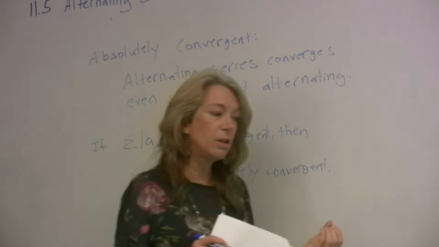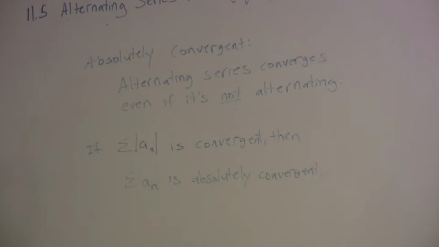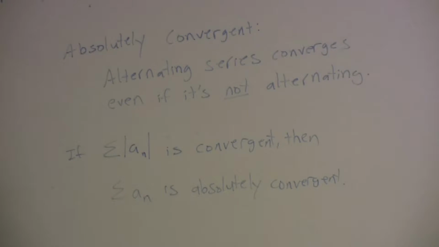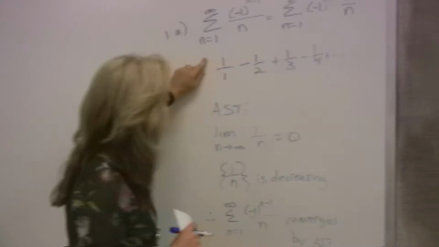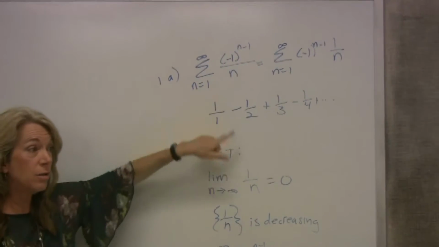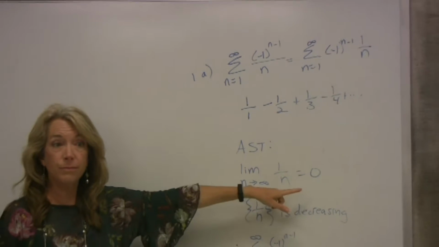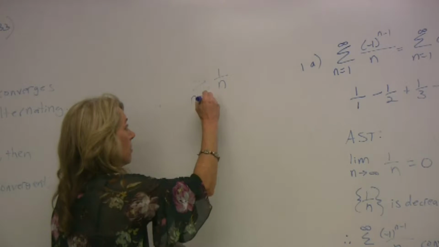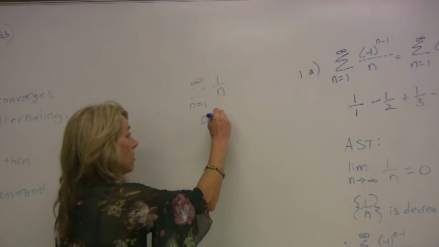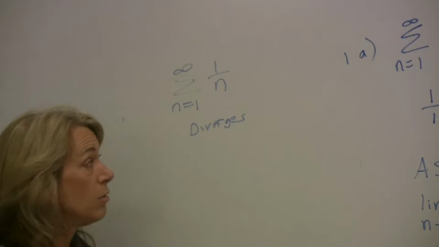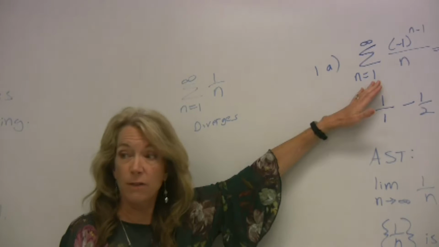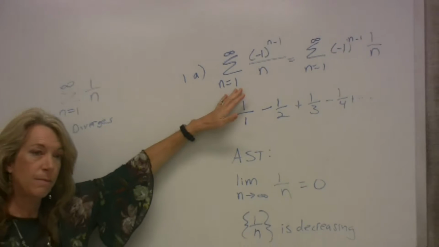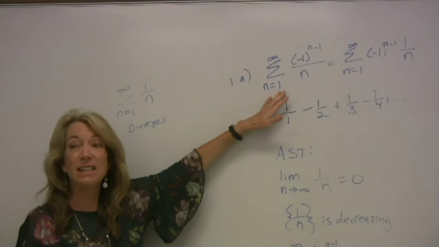And conditionally convergent, make sure you understand what the conditionally means. Conditionally means it will converge only on the condition that it alternates. Go back to this guy. This guy was convergent, right? The original one. He converged, alternating, heading towards zero. But when we talked about the absolute value, it diverged. So this one here, we call it conditionally convergent because it only converges on the condition that it alternates. It's not absolutely convergent, but it's conditionally convergent.